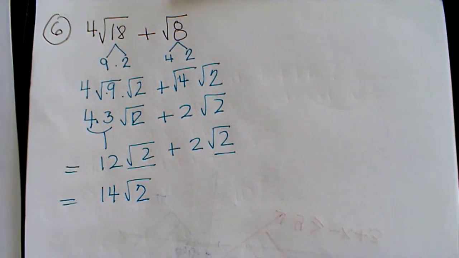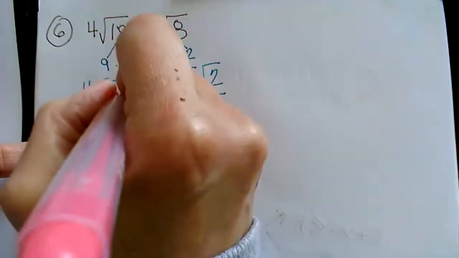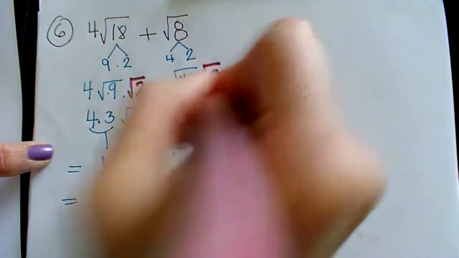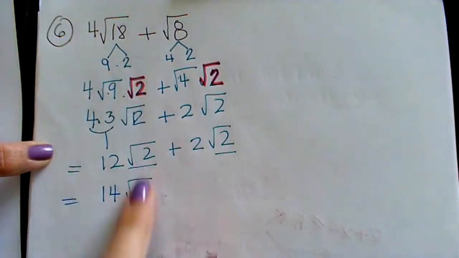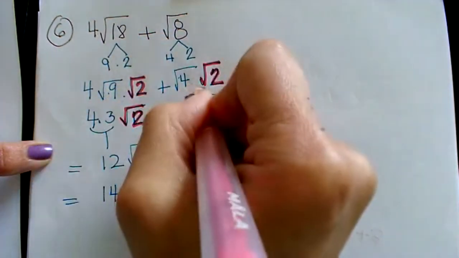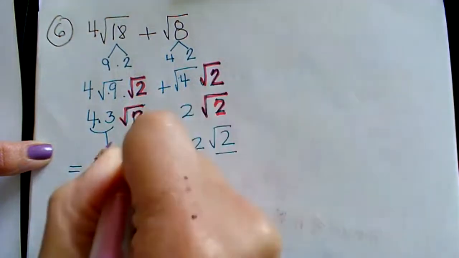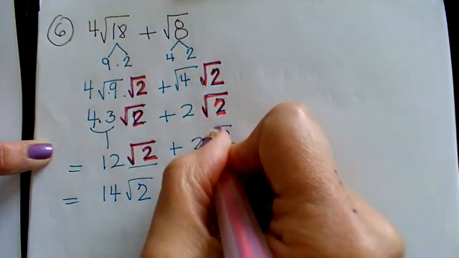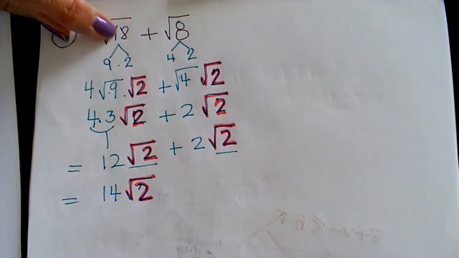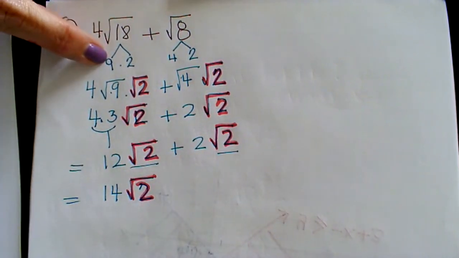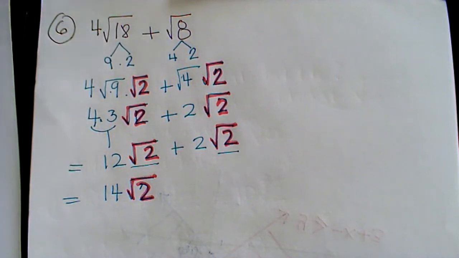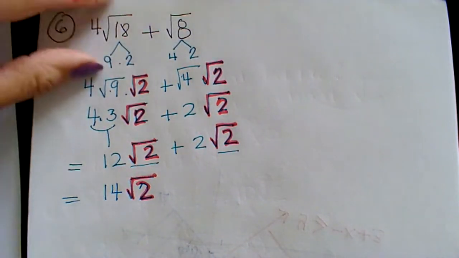So our goal was to get this one. That's what our goal was. Once we have the square root of 2, we were able to add them. And also, how did I break this one? Find two factors, one that is the square and the other one is whatever is left. Okay, let's do another one.